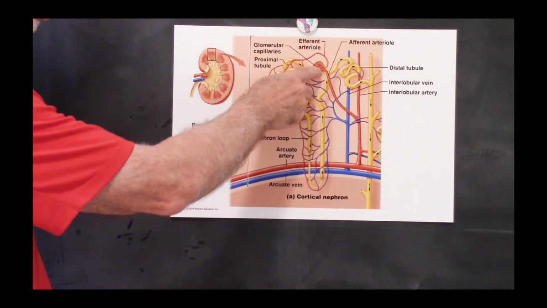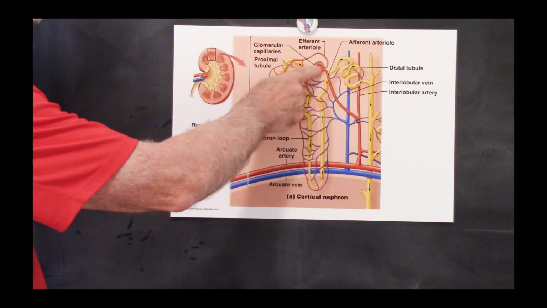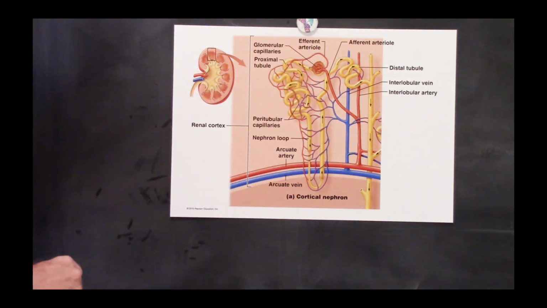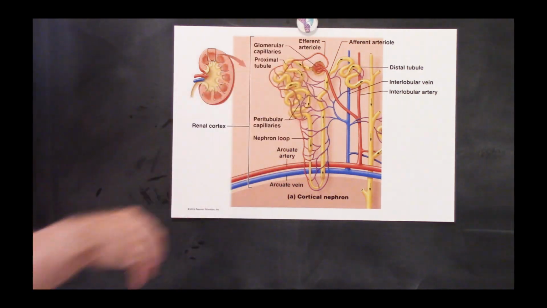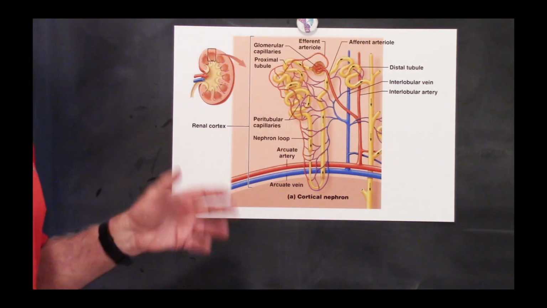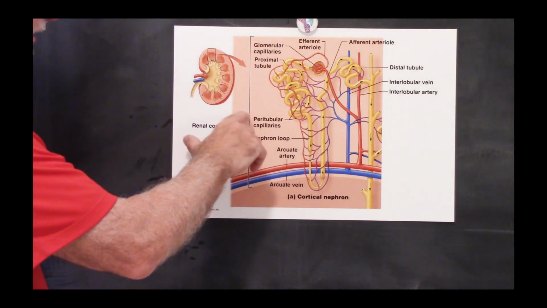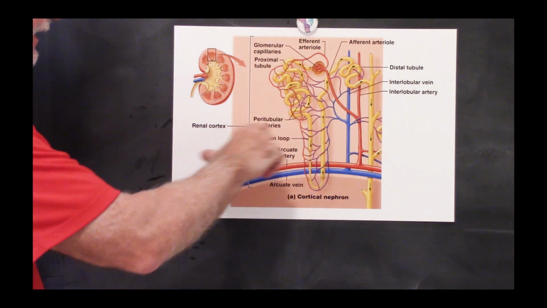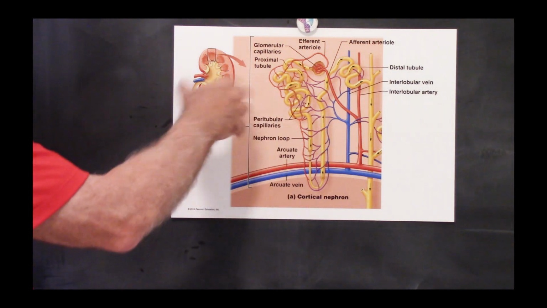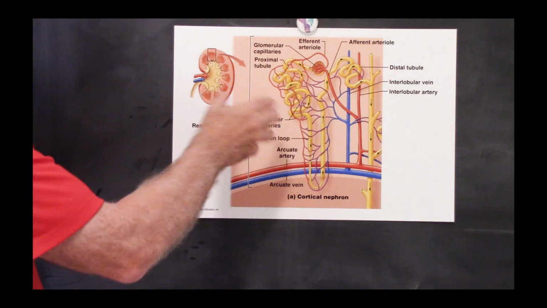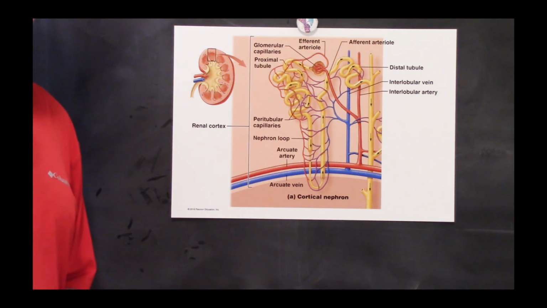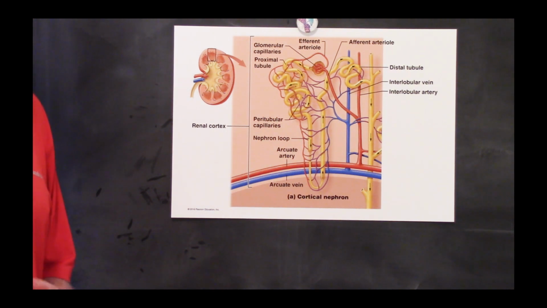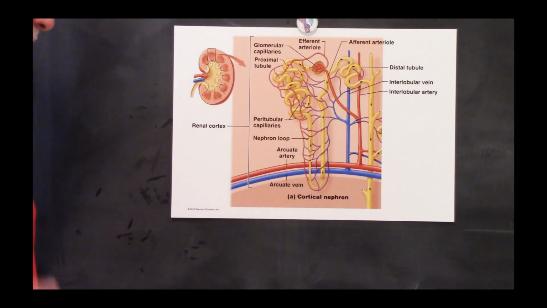The glomerular capillaries, or the glomerulus, is drained by an efferent arteriole. And the efferent arteriole leads to a network of capillaries around the renal tubule known as the paratubular capillaries. And then the paratubular capillaries lead to small veins that ultimately lead to the renal vein and back to the inferior vena cava to the right atrium of the heart.